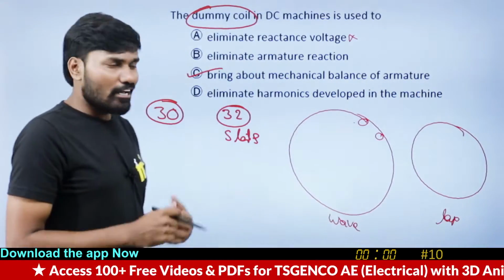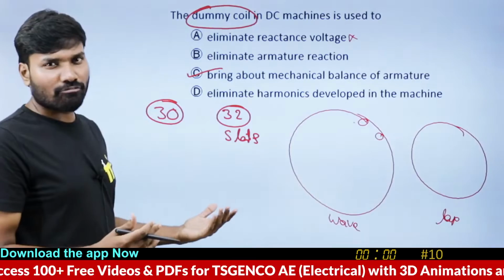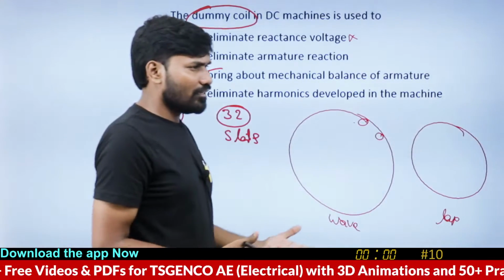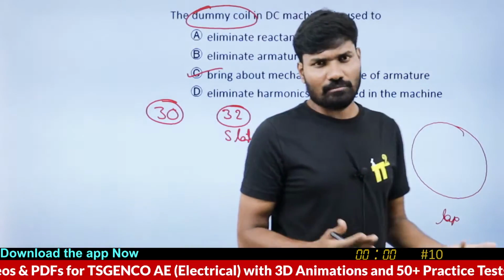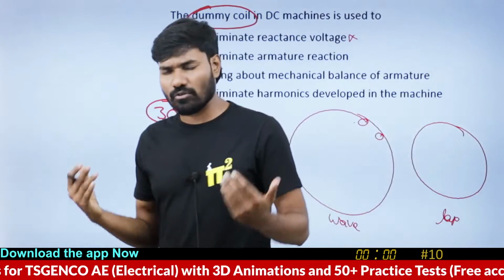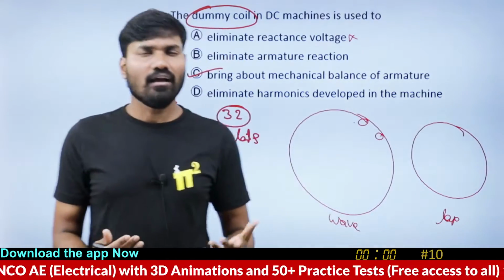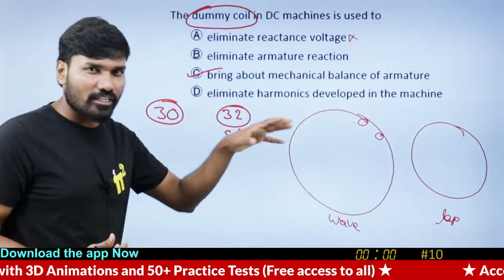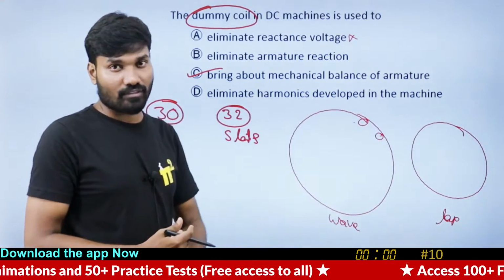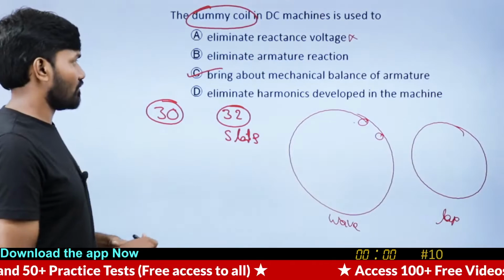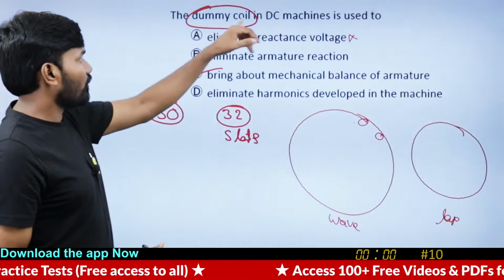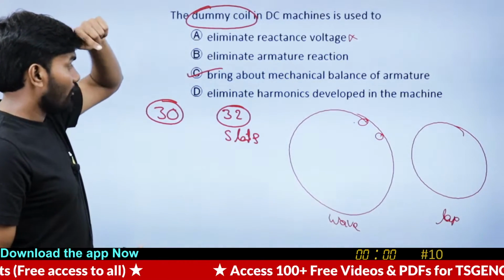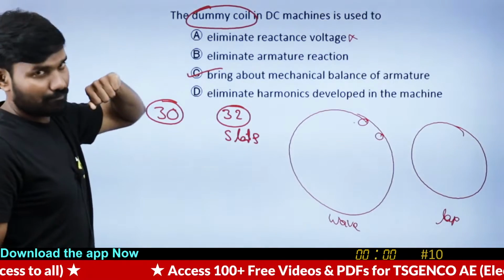Nowadays, if you have the popularity of, no sir, I can build a 30 slots armature core, no problem with that, then there is no point of dummy coils. Earlier they used to have this kind of problem, so they used to resolve it this way. I hope you got the clarity on this specific point of dummy coils. Why do we need it and why do we especially need it for wave winding?